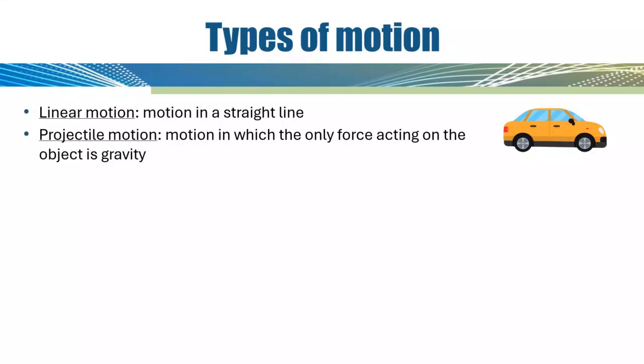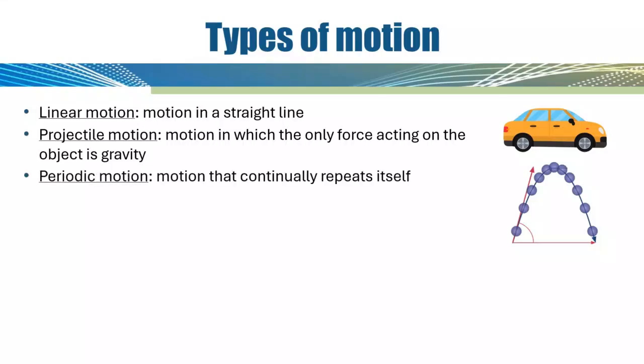Next, we talked about projectile motion. An object is in projectile motion if the only force acting on it is gravity. A golf ball hit from a tee is an example of something in projectile motion. Another category of motion is periodic motion, or motion that continually repeats itself after an equal interval of time. And we already discussed a few examples of periodic motion.